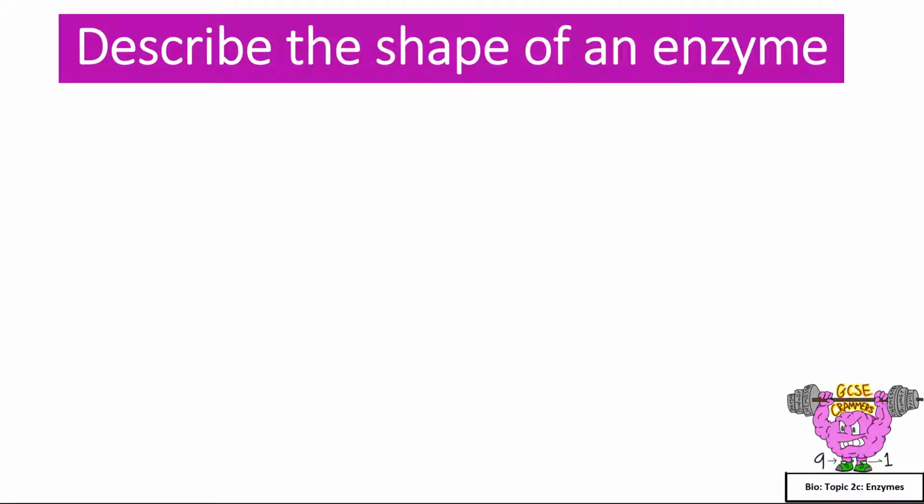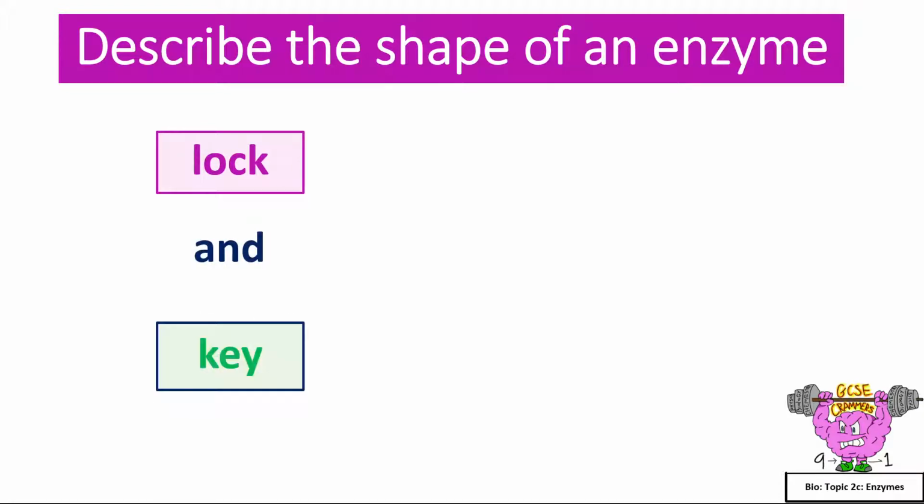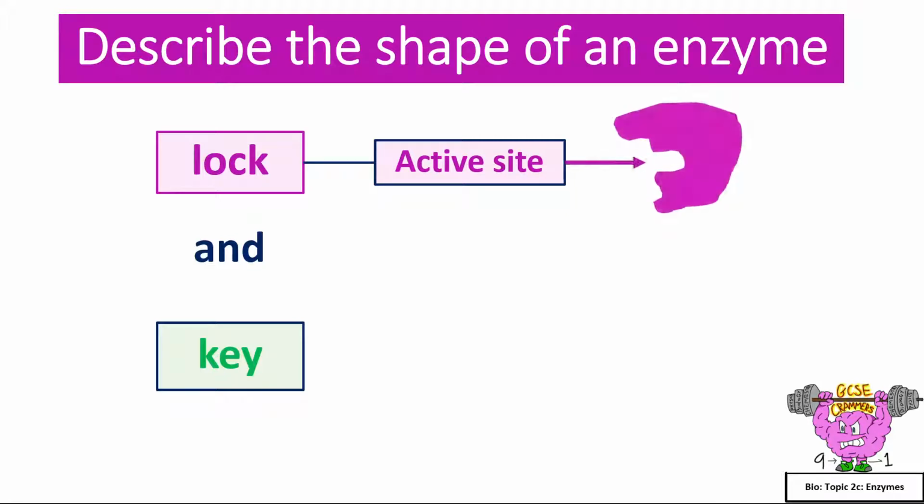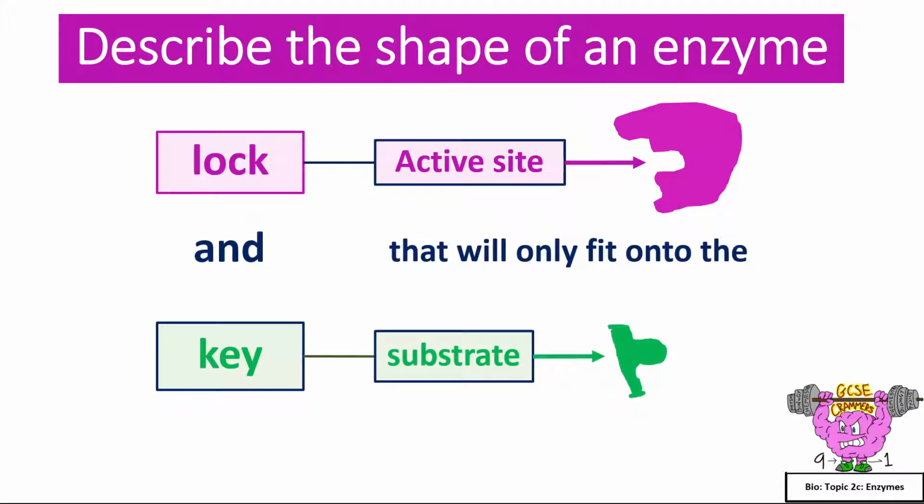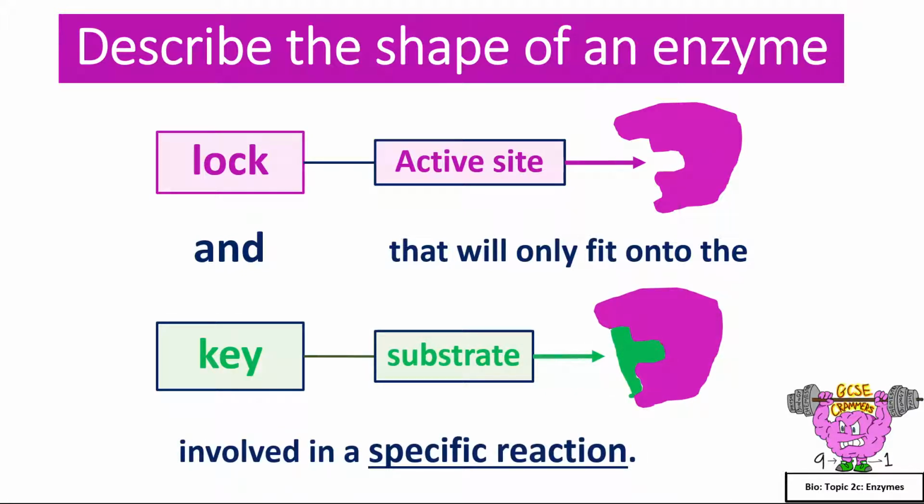Describe the shape of an enzyme. An enzyme has a lock and key. The lock is the active site, which has a unique shape that will only fit onto the key, which is the substrate involved in a specific reaction.